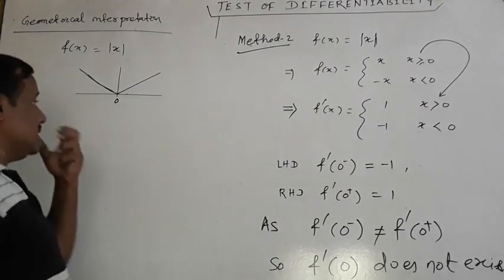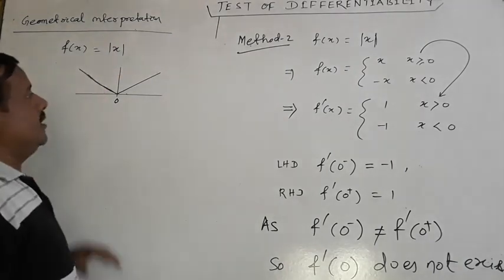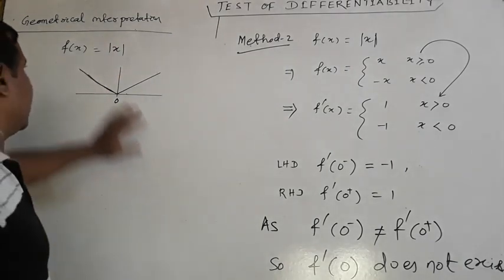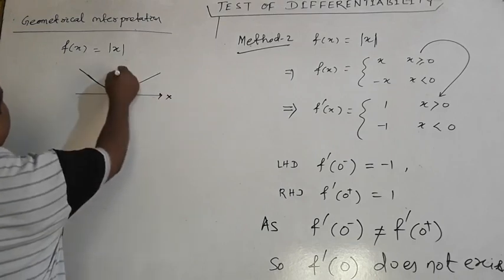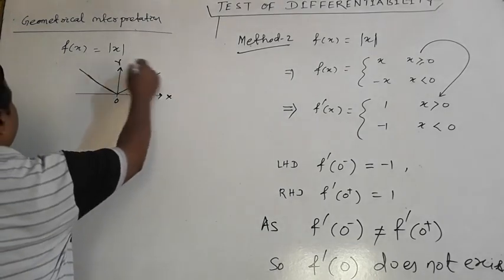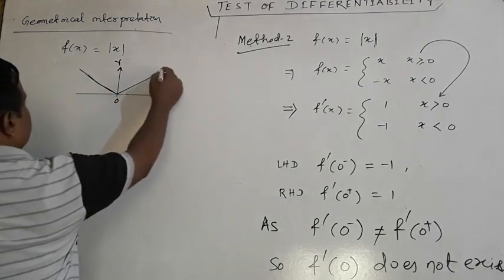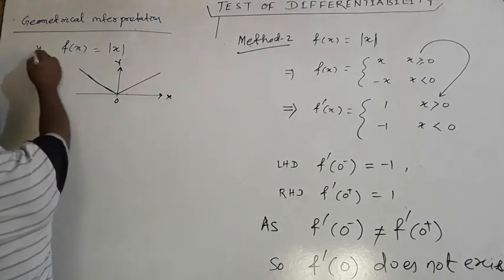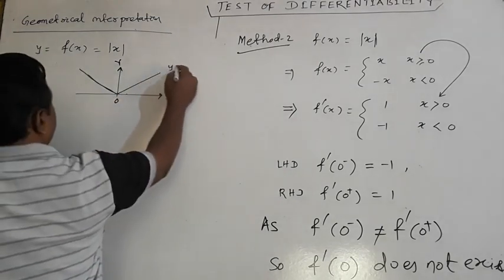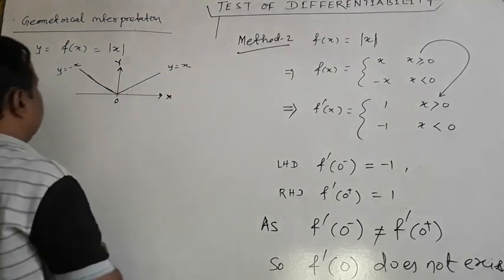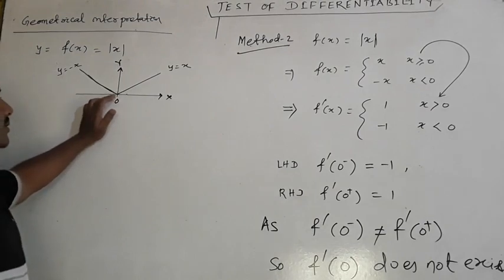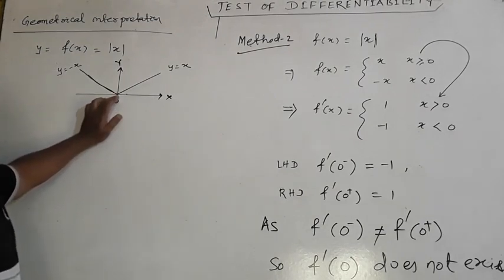Look at what the geometrical interpretation of differentiation is. Look at this figure. This is the x axis, this is your y axis, and this is the diagram of f(x) is equal to |x|. Here y is equal to f(x) is equal to |x|. This line is y is equal to x, and this line is y is equal to minus x. And this is the point 0 when x is equal to 0.